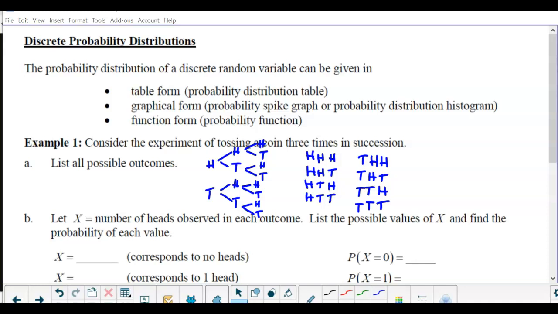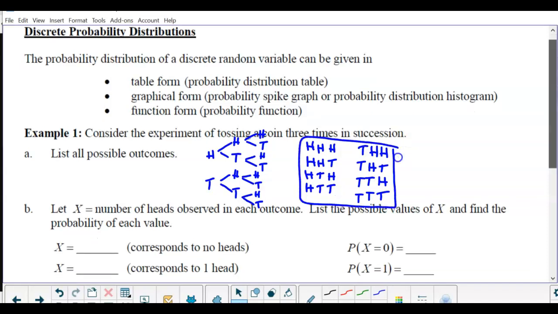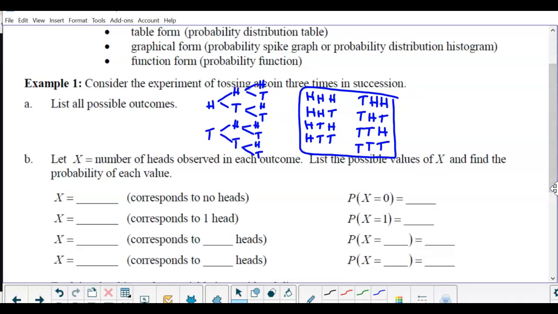Okay. Right. So those are your possible outcomes when you're tossing 3 coins. So if the event you're wanting is the number of heads observed, what are the possible values of x? You could have no heads, that would be x equals 0. Right? 1 head, 2 heads, 3 heads. That's for this particular experiment. We're looking for the number of heads.